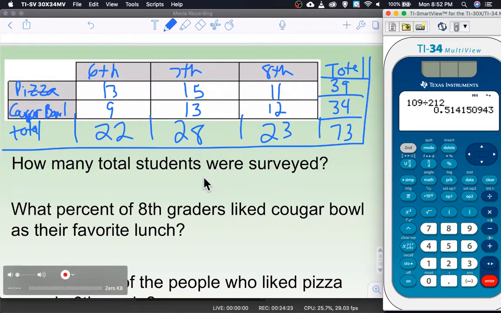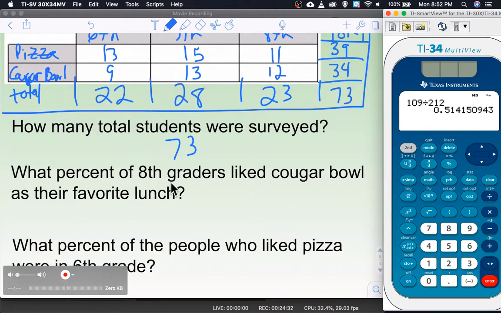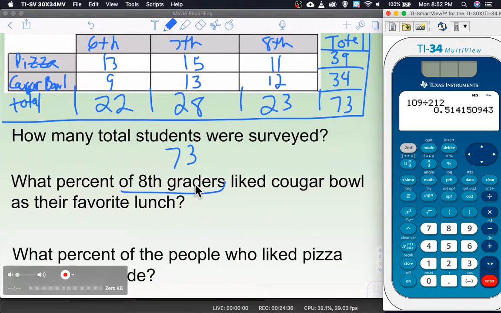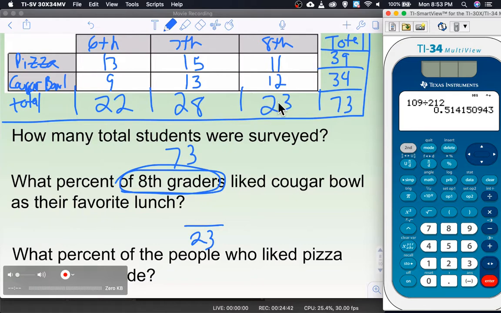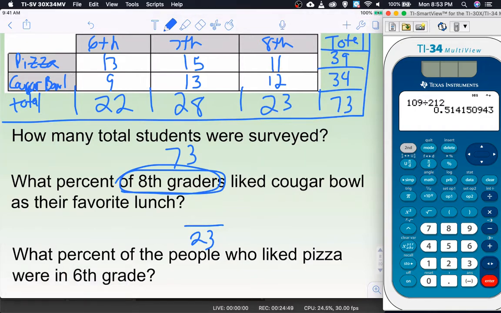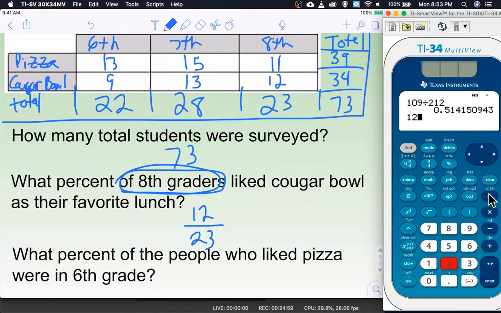And now, how many total students were surveyed? 73. Easy enough. What percent of 8th graders liked the Cougar Bowl? Of the 8th graders, that is going to be my denominator. Of those 23 kids, what percent liked the Cougar Bowl? Well, the fraction would be 12 out of 23. 12 out of 23 8th graders liked the Cougar Bowl. So as a percentage, I would take 12 divided by 23, and I would get 0.521, which equals 52%.